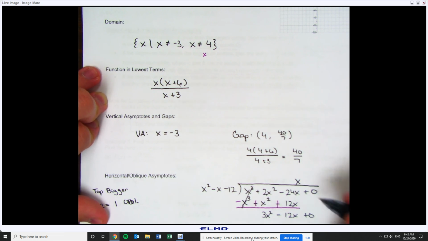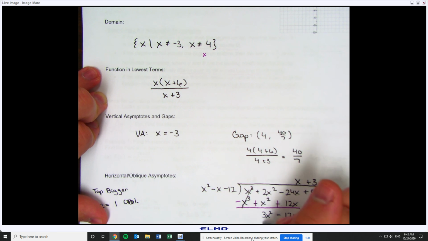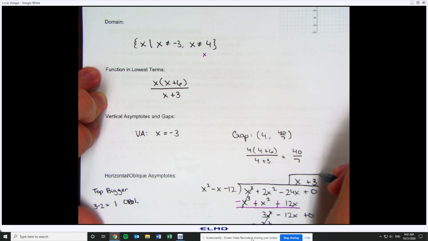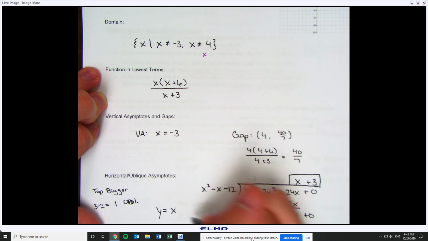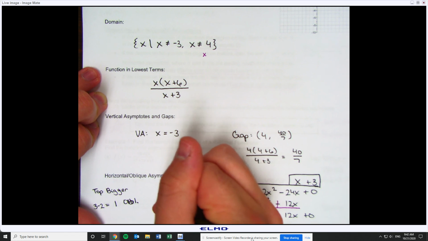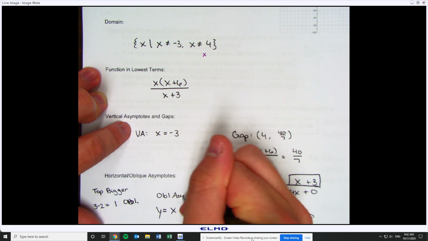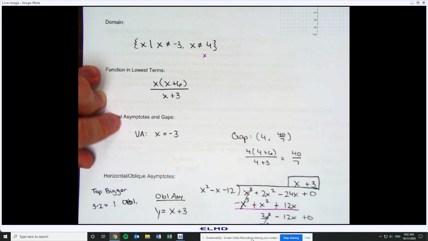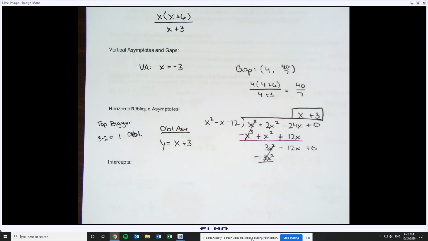Now for the next part, I just need to cancel this one. So I'm going to multiply by 3. 3 times x squared is 3x squared. Doing my subtraction, they cancel out. We're done. That's our answer. So we get y equals x plus 3 for the oblique asymptote. Done. Hopefully you don't think these are too terrible. You don't have to finish the entire division part.